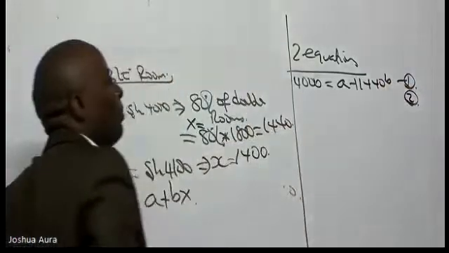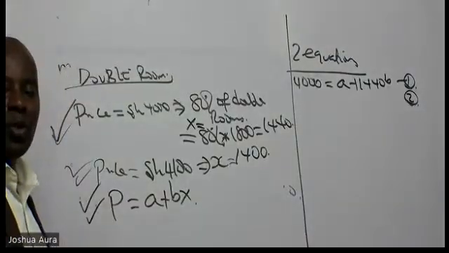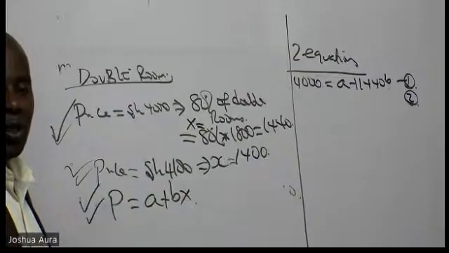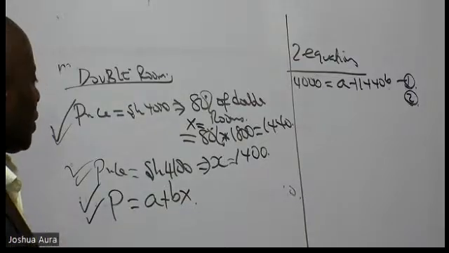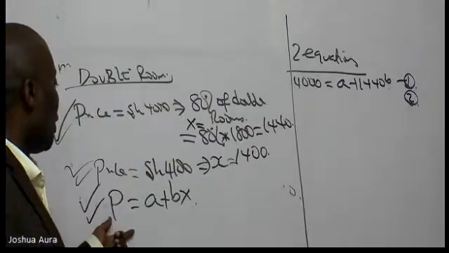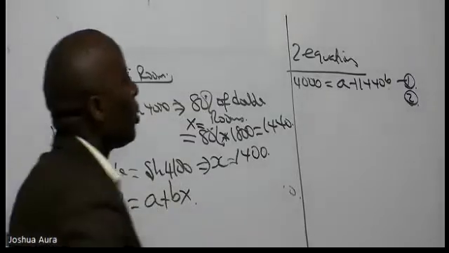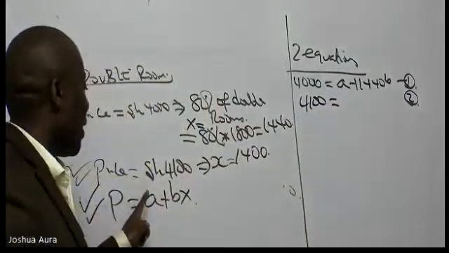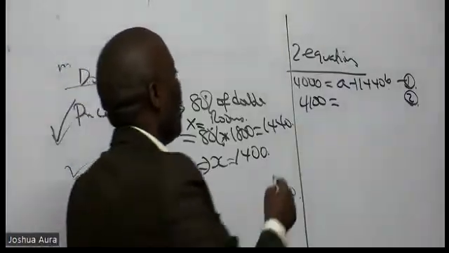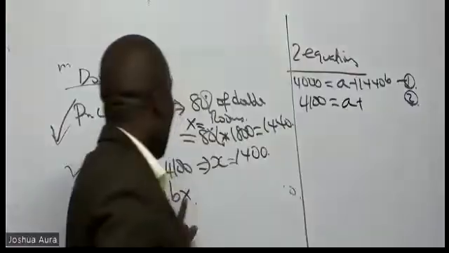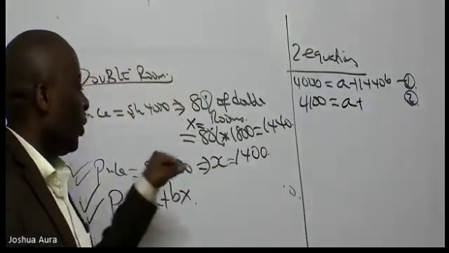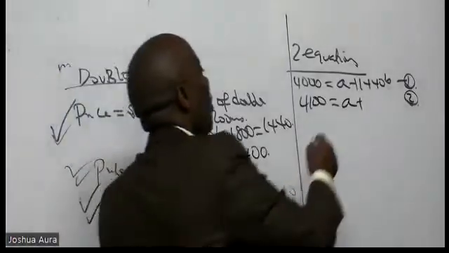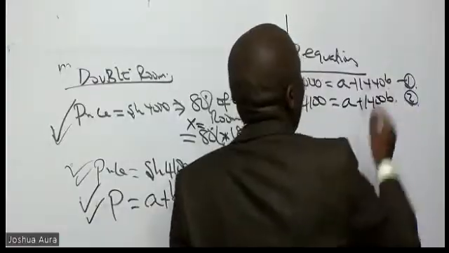How about equation number 2 using the second point? So equation number 2 will move like this. We know that the price for the second equation is 4,100. So 4,100 equals A, that I don't know for now, A plus B times X, and X is 1,400, so B 1,400. So it'll be A plus 1,400 B.